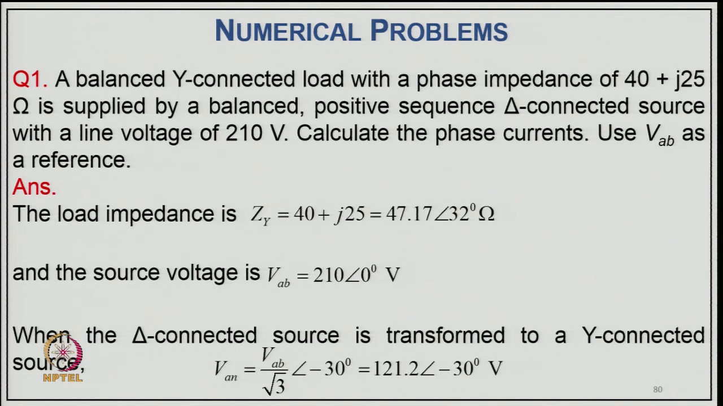So, the load impedance is Z_Y equal to 40 plus J25, and that becomes, in polar coordinates, 47.17 at the angle of 32 degrees ohms, and the source voltage is VAB equal to 210 at the angle of 0 degrees. When the delta connected source is transformed to a star connected source, we can write Vn equal to VAB divided by root 3 at the angle of minus 30 degrees, and it becomes 121.2 at the angle of minus 30 degrees volts.